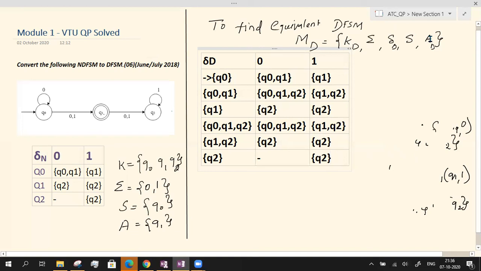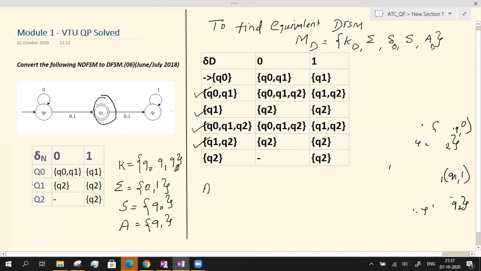So how to identify the final states? First we have to consider the final state of NFSM. The final state of NFSM is Q1. Wherever Q1 is there in the identified states of DFSM, all those states are final states of DFSM. For example, {Q0, Q1} is one of the final states. Q1 is one of the final states. {Q0, Q1, Q2} is one of the final states. {Q1, Q2} is also one of the final states. So totally there are 4 final states. So let me write it very clearly here.